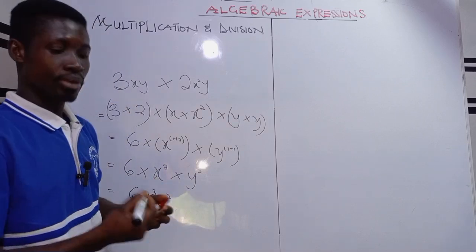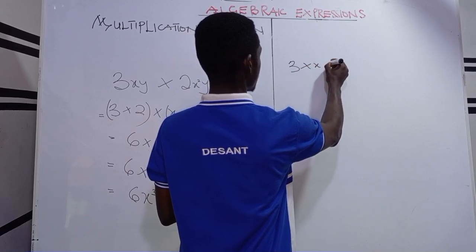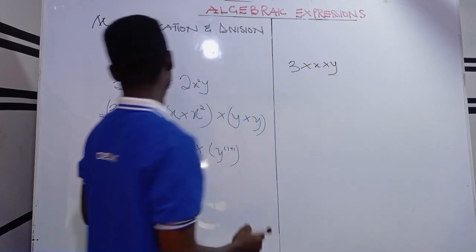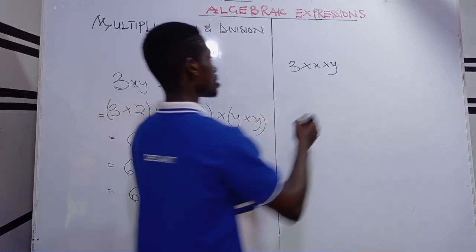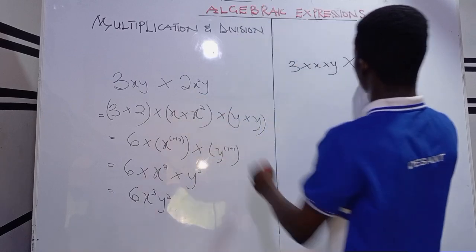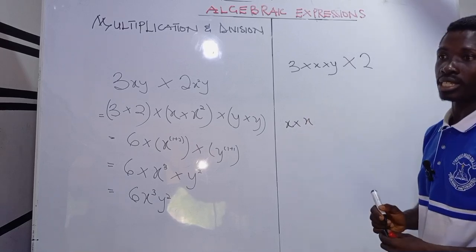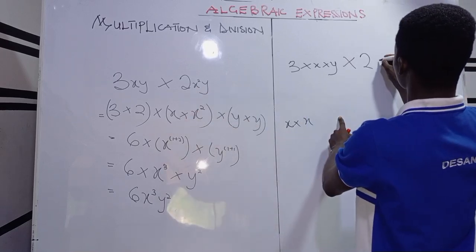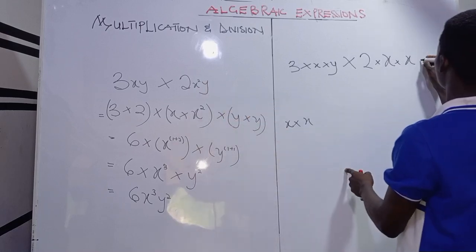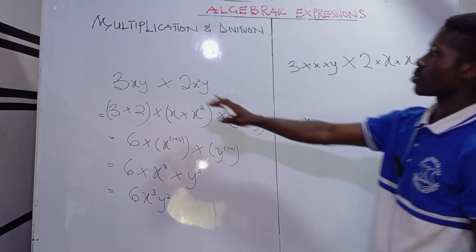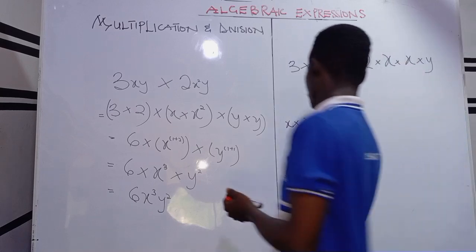Now 3xy means what? 3 times x times what? Y. That's the meaning of 3xy. I believe you remember that. And then we have times 2x squared, which means what? X times x. That is what? X squared. So x squared is the same as what? X times what? X. And then we have times y. So this expression intuitively is the same as what? This. Good.